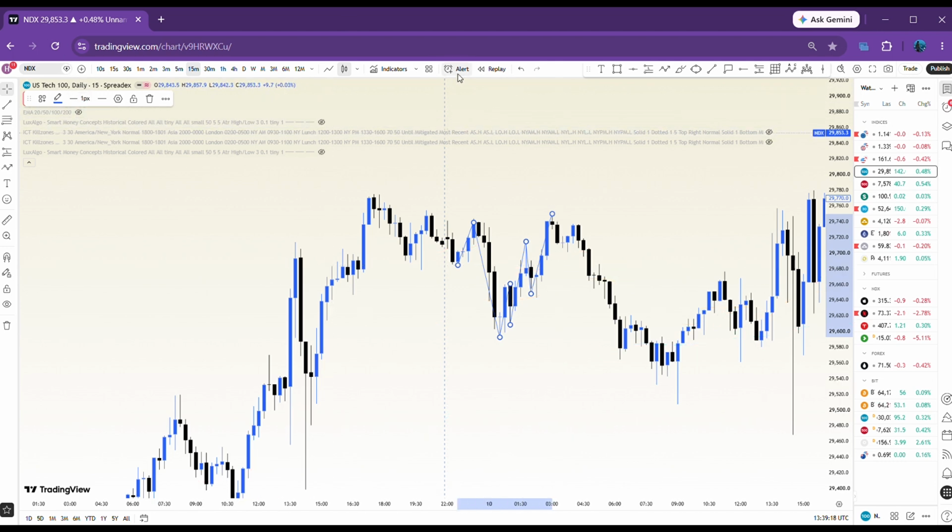These three indicators are important. What are these three indicators? There are multiple indicators, right? You can use ICT kill zones, SMC concept indicators, and order block indicators also. It is useful for you.